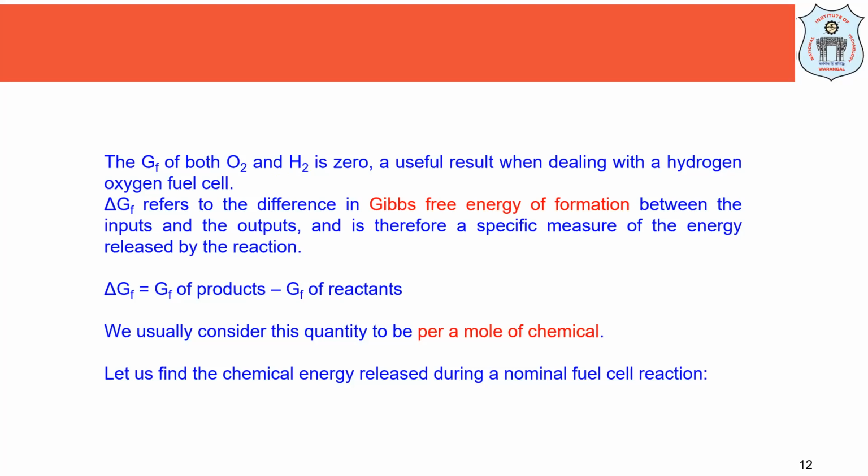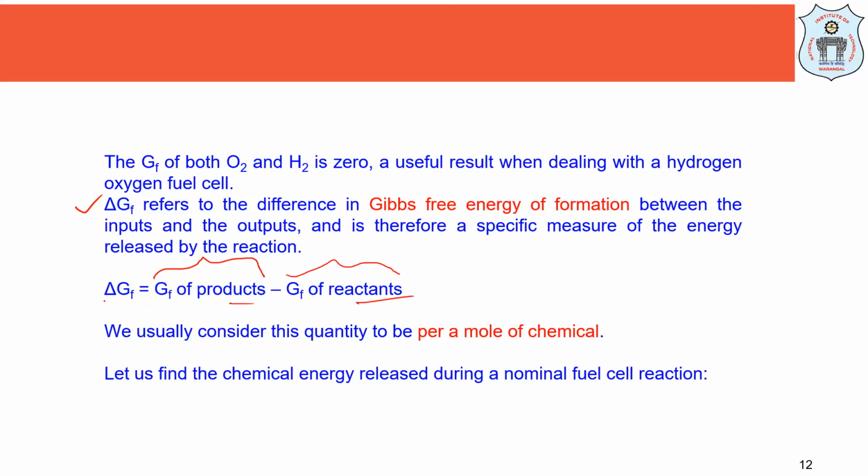Okay, so the Gibbs free energy of formation is represented by the symbol delta Gf. Okay, delta Gf refers to the difference in Gibbs free energy of formation between the input and outputs, and therefore is a specific measure of energy released by the reaction. So for any reaction, if you want to write delta Gf, we can write it as the Gibbs free energy of formation of the products minus the Gibbs free energy of formation of the reactants.